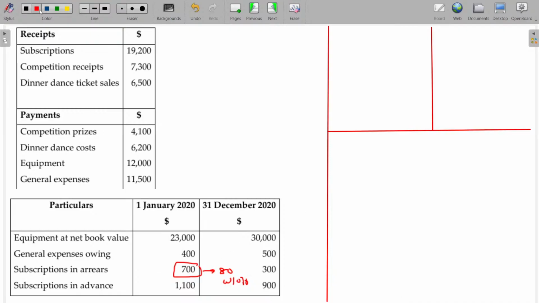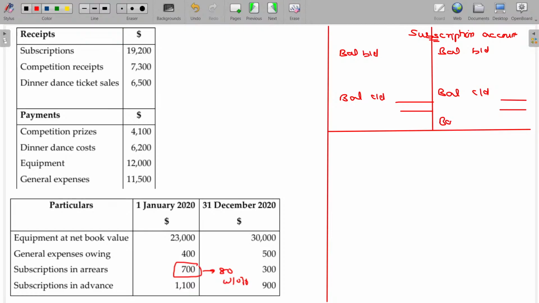Okay. In case of subscription account, here we start with the balance brought down and balance brought down, balance carried on, balance carried on. You finish up writing the format here. So here balance brought down, balance brought down.